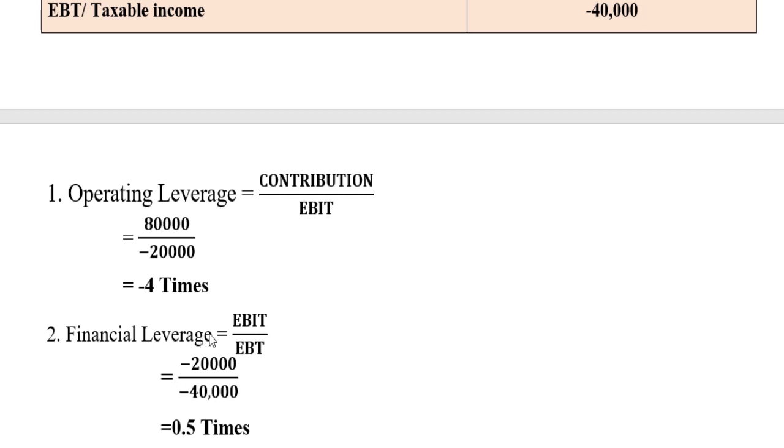Next, financial leverage, EBIT divided by EBT. Here you get an operating loss, therefore we need not calculate leverages anywhere else. So minus 20,000 divided by minus 40,000. The minus will get cancelled. Therefore, 20,000 divided by 40,000 will give 0.5 times.